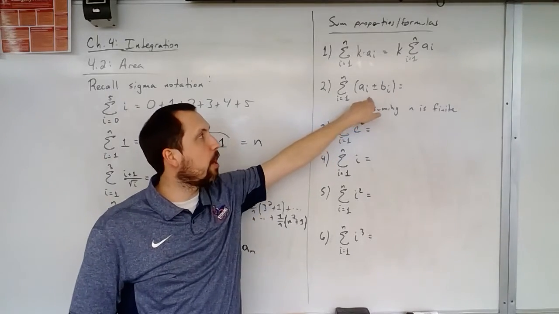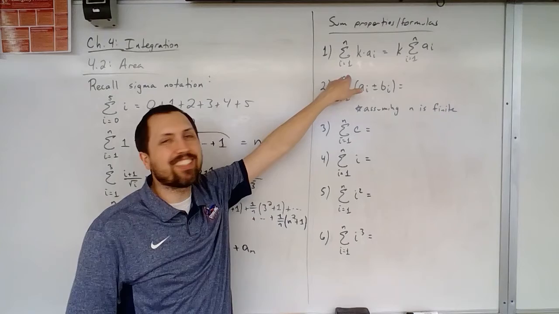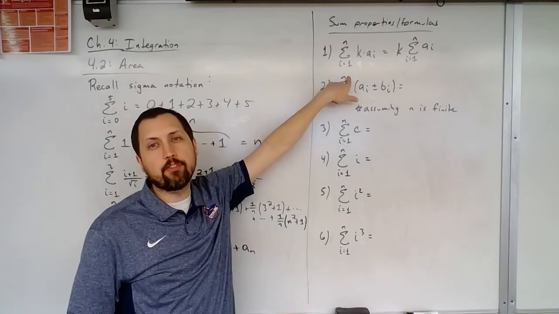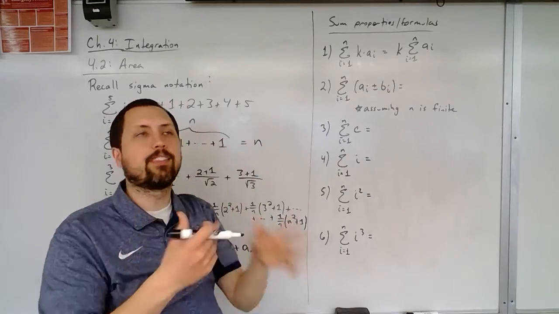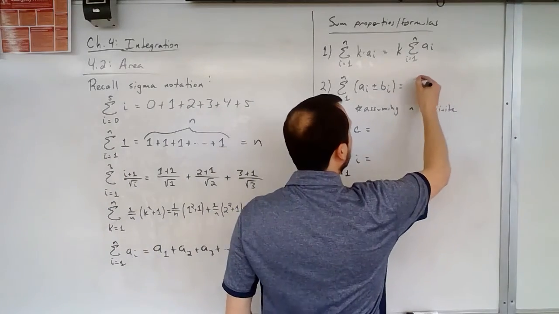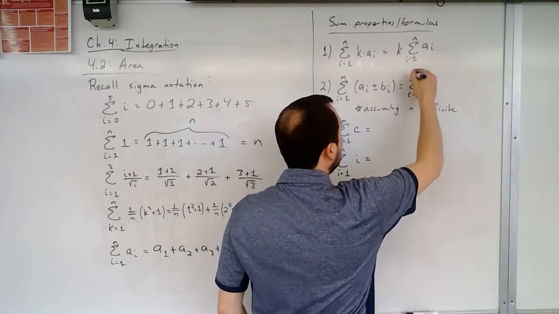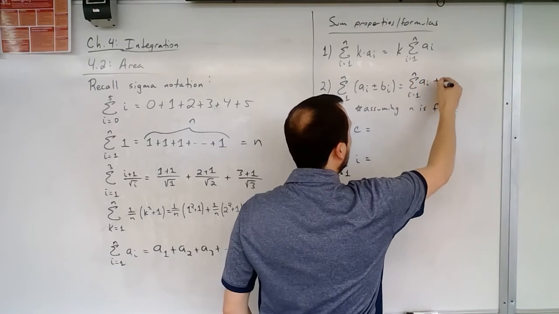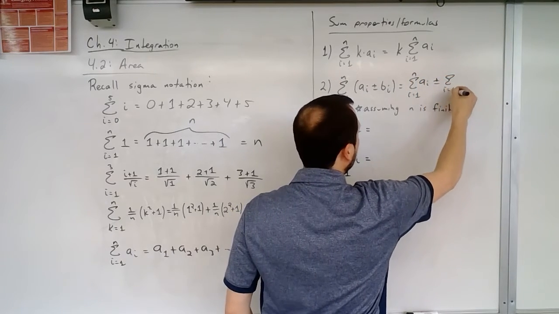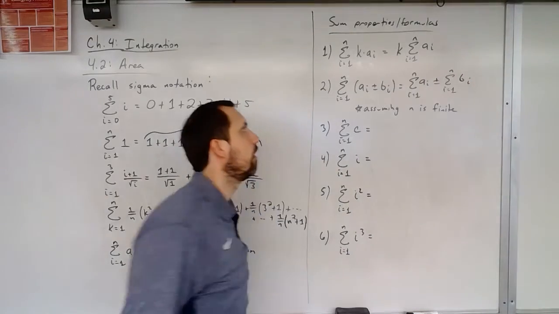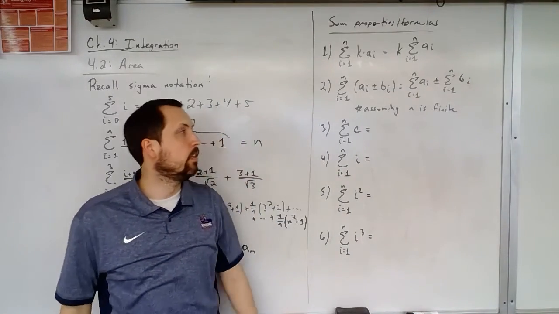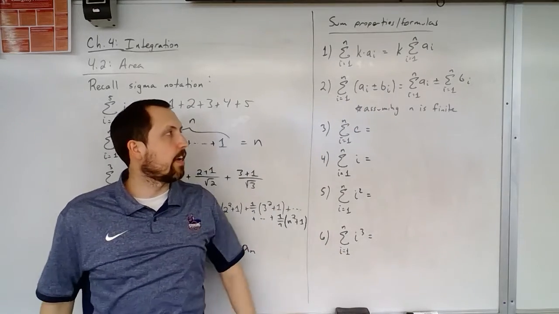Here, if we have the sum and difference, as long as this is a finite number and it's not going up to infinity, we can do the same thing that you would expect and separate this into adding and subtracting. So this will be the sum from i equals 1 to n of a sub i plus or minus the sum from i equals 1 to n of b sub i. So as long as n is finite, we can do this.